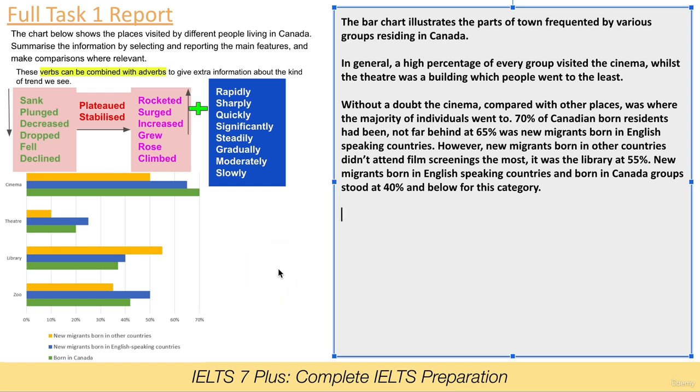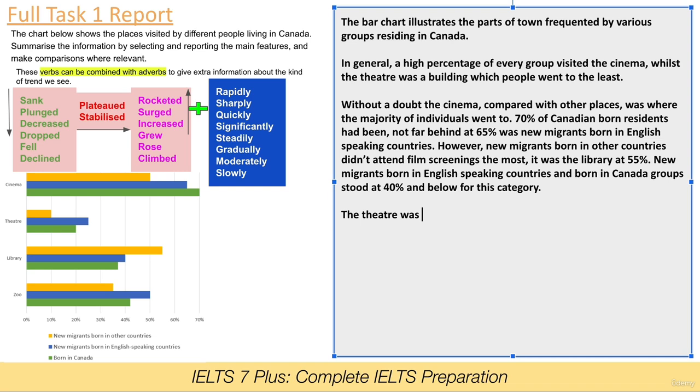We've compared the cinema and the library. So now we can talk about the theatre and the zoo, which have a similar pattern. Well, the theatre scores the lowest for all groups, but it follows the same pattern in the zoo as in the theatre, where new migrants born in English-speaking countries score the highest. Okay, so let's jump into the theatre then.